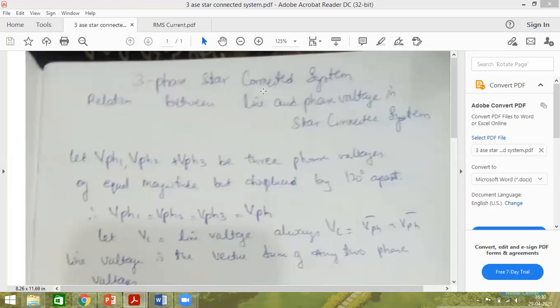I hope the document is visible, which is written with the help of a pen, but there might be some clarity problem. Is it visible, all of you? Anyone confirm, at least through the chat? Three-phase star connected system. Yes, sir.